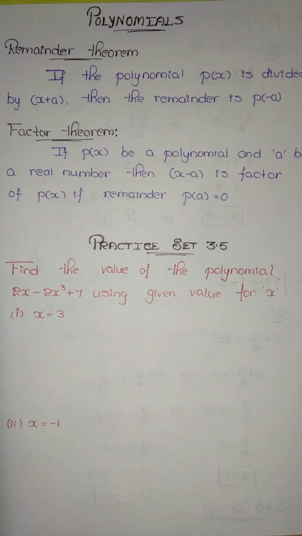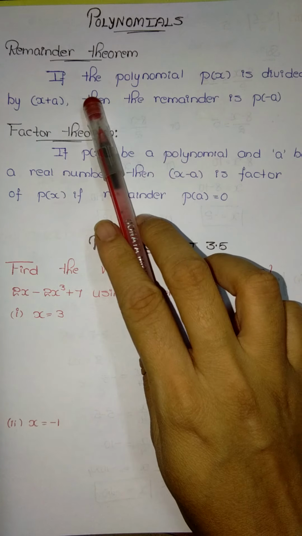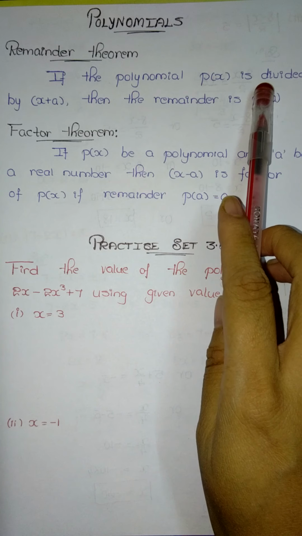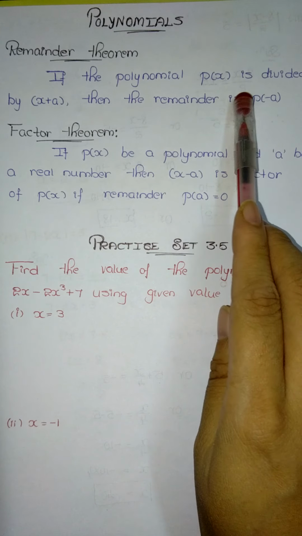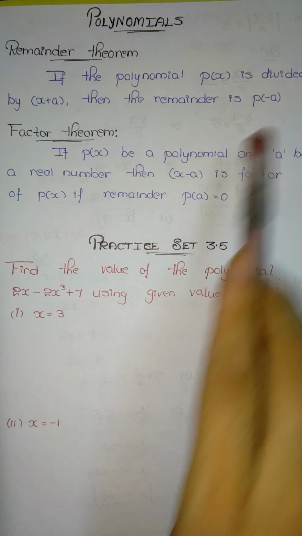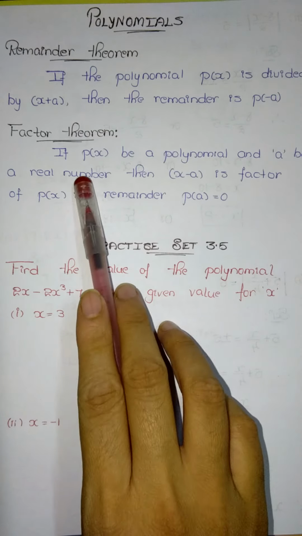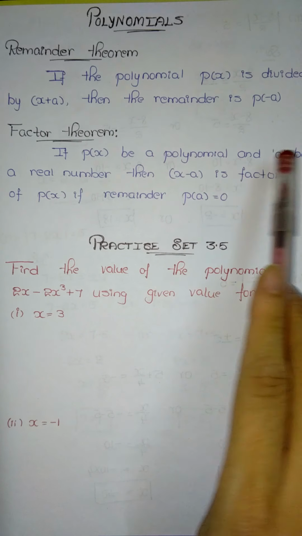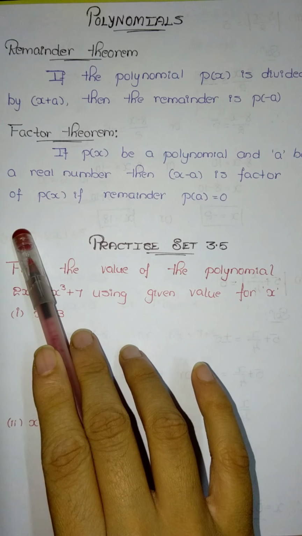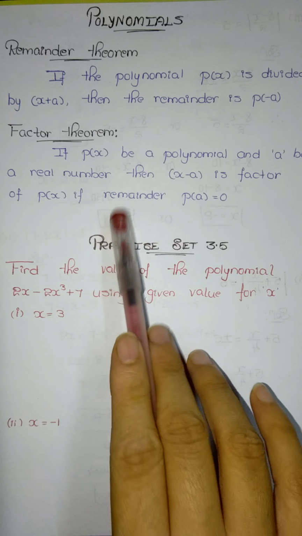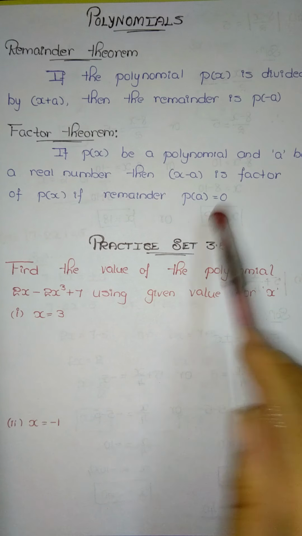Okay, so remainder theorem. If polynomial p of x is divided by x plus a, then the remainder is p of minus a. So here theorem statement is if polynomial is p of x and divided by x plus a, then the remainder is p of minus a. Similarly, for the factor theorem, if p of x be a polynomial and a be a real number, then x minus a is a factor of p of x if remainder p of a equal to 0.